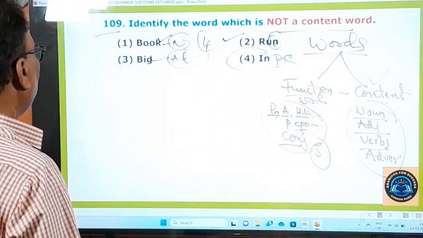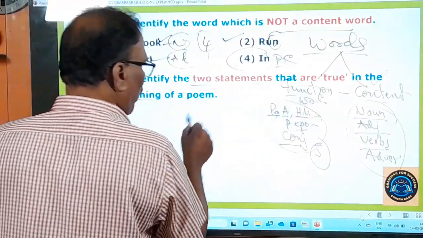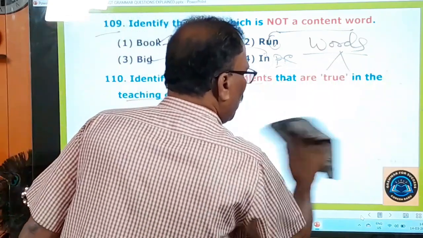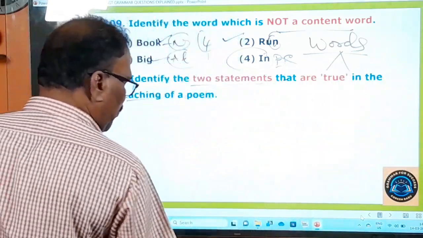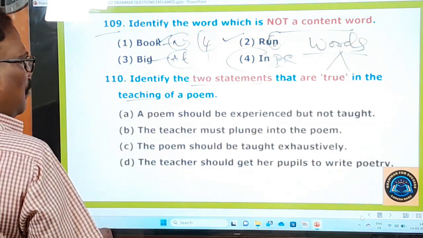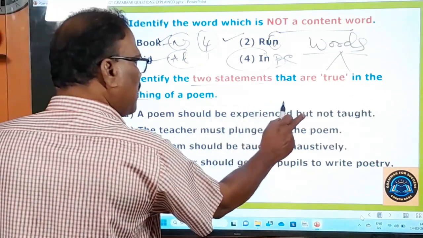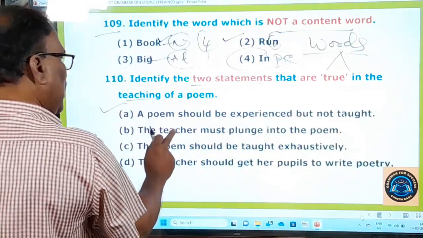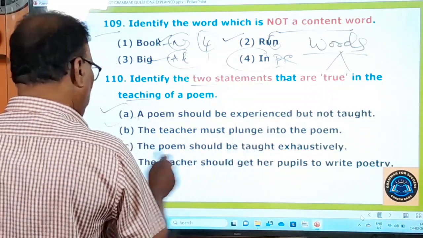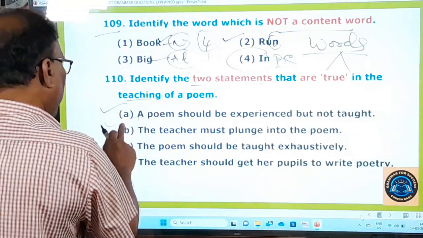And the last question here is: identify the two statements that are true in the teaching of a poem. What are the two statements that are true? A poem should be experienced but not taught. That is right. The teacher must plunge into the poem. That is right. The poem should be taught exhaustively. No. The teacher should get her pupils to write poetry. No. So A and B are right.